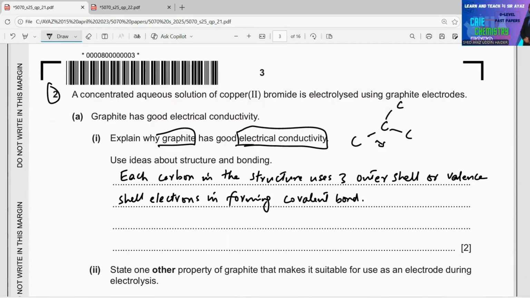Now you'll talk about the presence of mobile or delocalized electrons for the second mark. Contains mobile or delocalized electrons, or you can even write electrons can move.